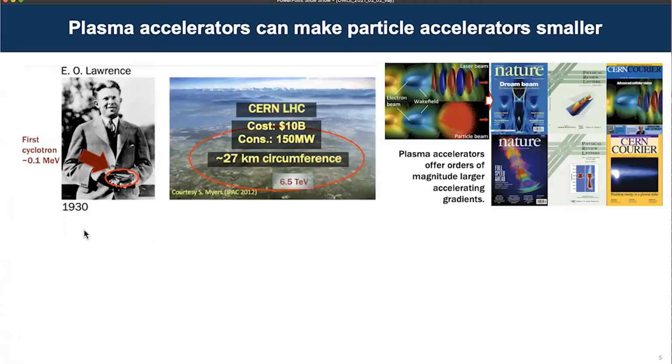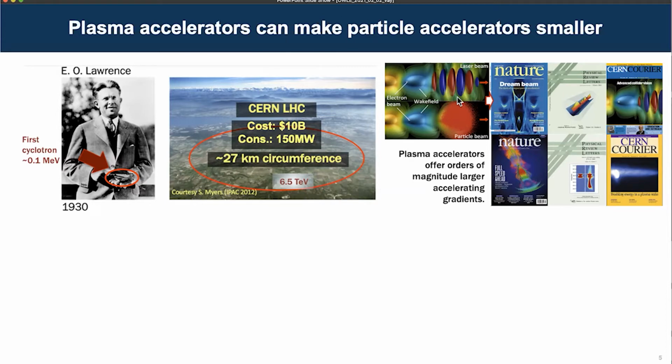Plasma accelerators can make particle accelerators smaller. As you know, it started small. We see here Lawrence's particle accelerator in his hand in 1930. The largest now, as we all know, is the LHC at CERN. And getting to the next step with potentially larger accelerators can be very costly. The power consumption can be very big. So there's definitely incentive to make them smaller and, of course, possibly cheaper.